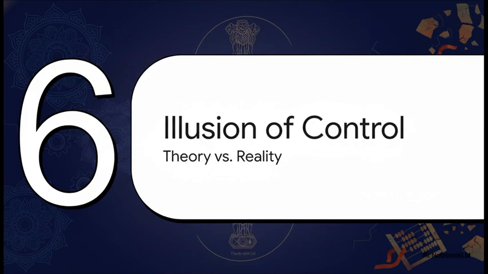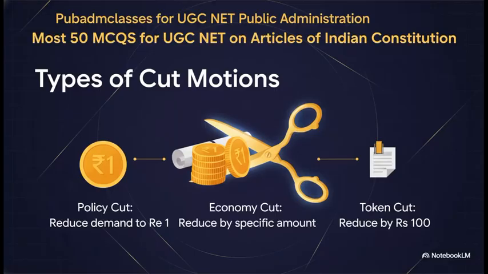Part 6. The Illusion of Control. This brings us to a really critical theme today, the stark contrast between how this system is supposed to work perfectly in theory versus how it actually functions in reality. Take cut motions, for example. In theory, parliamentarians can challenge government spending through these.